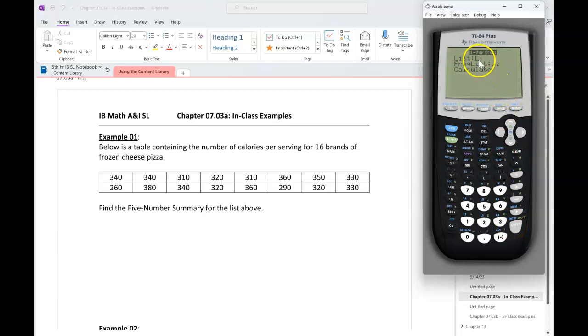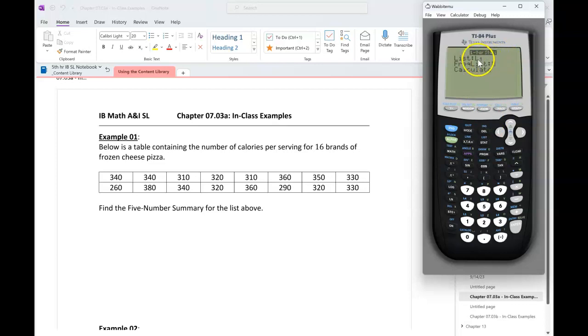So list 1 is going to be the list where I put my data. I don't have a frequency list here because each one of these appears just one time. So I'm going to remove L2 from my frequency list. Yours may not have had anything there.